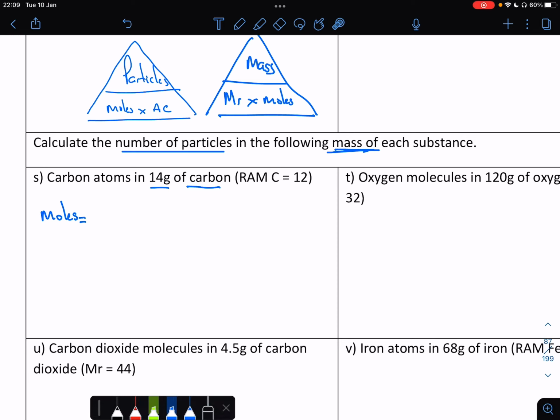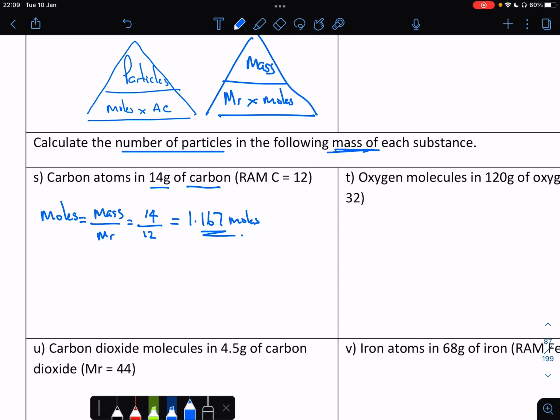So I'm going to use this triangle here to work out moles. And moles, you can see, is mass divided by Mr. So let's write that in. So that's the mass divided by Mr. So the mass of the substance is 14. The Mr is carbon, so it's going to be 12. And that's going to give me 1.167 moles.